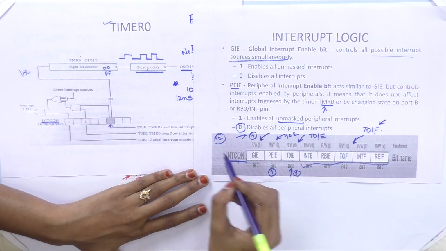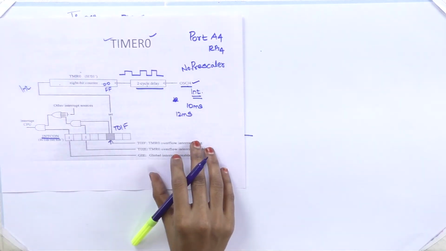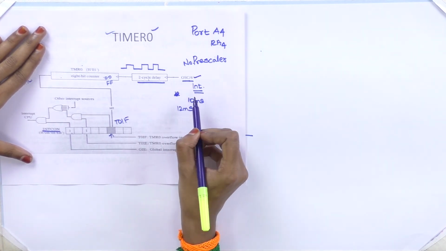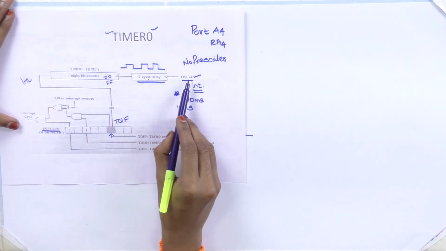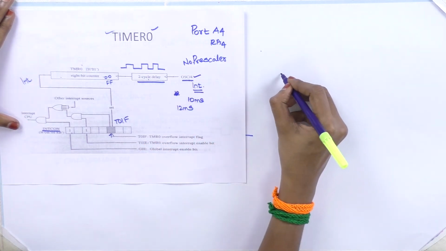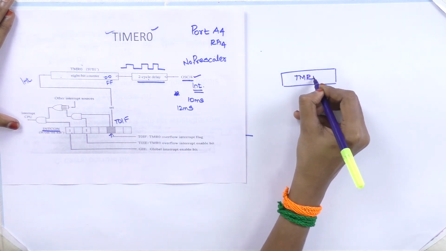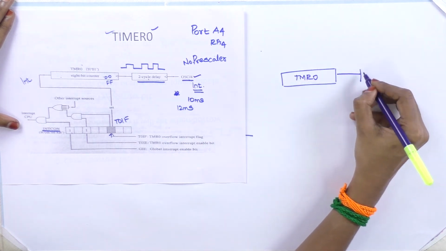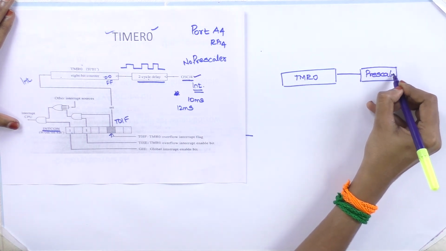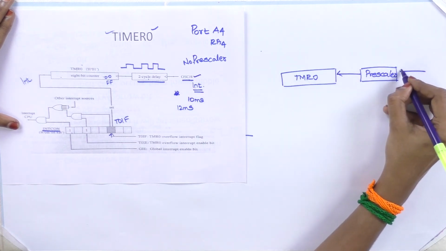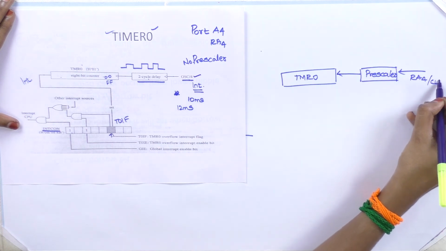Okay. And then as well as timer 0 works. So if we connect, for example, an external clock, I have explained for internal clock. So if this is your timer 0 register, I am supposed to use the prescaler register. So RA4, port A's 4th pin, I will give the clock pulse.